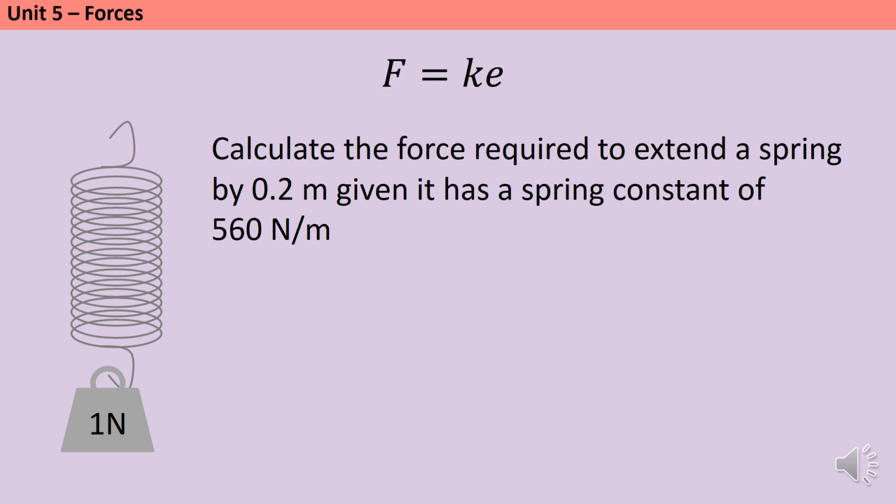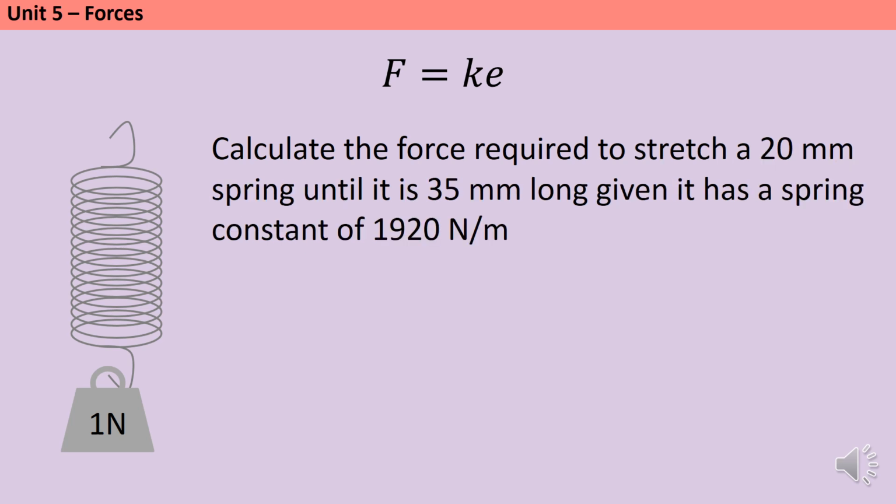Straight away, let's start using this for some calculations. I want to know what force is required to extend a spring by 0.2 metres if it has a spring constant of 560 newtons per metre. The equation tells me that I just need to multiply the spring constant by the extension. 560 multiplied by 0.2 gives me a force of 112, and because it's a force, it needs to be expressed in newtons.